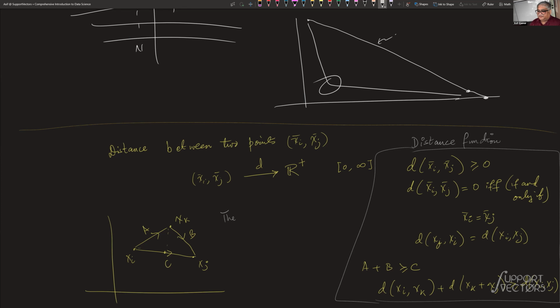Distance is sort of a function which fulfills all of these conditions. It is positive, 0 or positive. Two points have 0 distance if they are the same point, and they're symmetric.